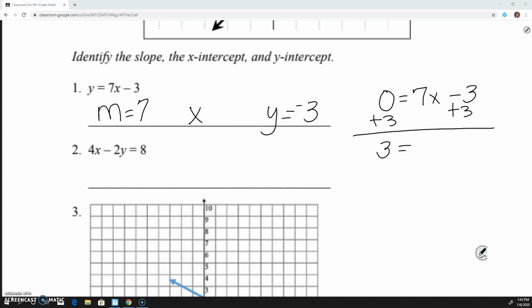Okay, so now I have 3 equals 7x. How do I get x by itself? So can I leave it as x equals 3/7? Is that okay? Yeah, I don't have to turn it into a decimal.